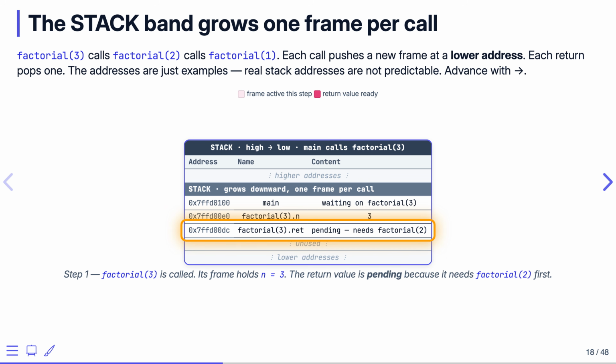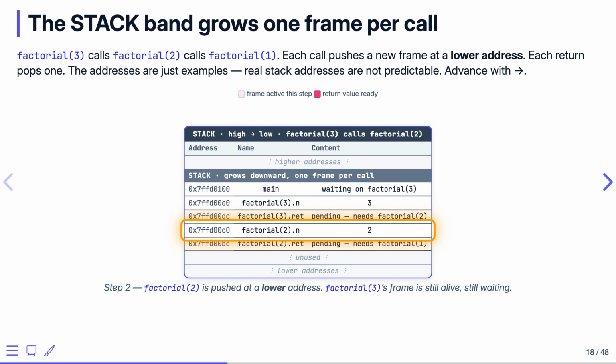First it needs the answer to factorial of 2. So factorial of 2 is called. A new frame appears just below the first one, at a lower address. This is what we mean when we say the stack grows downward. This frame holds n is equal to 2. Its return value is also pending. It needs factorial of 1, and the frame for factorial of 3 is still there, still waiting.